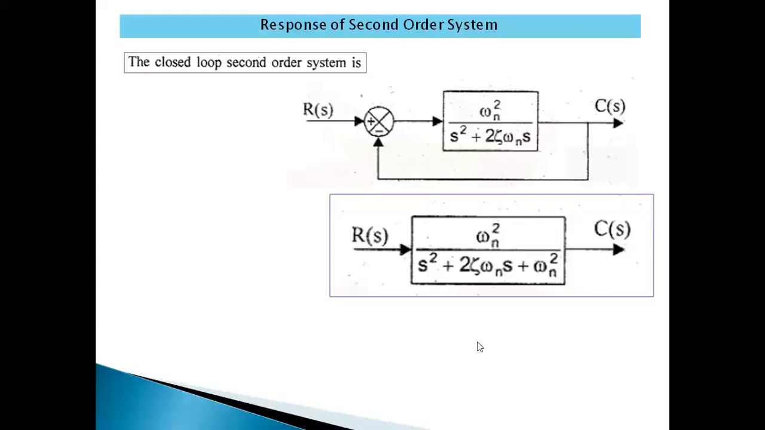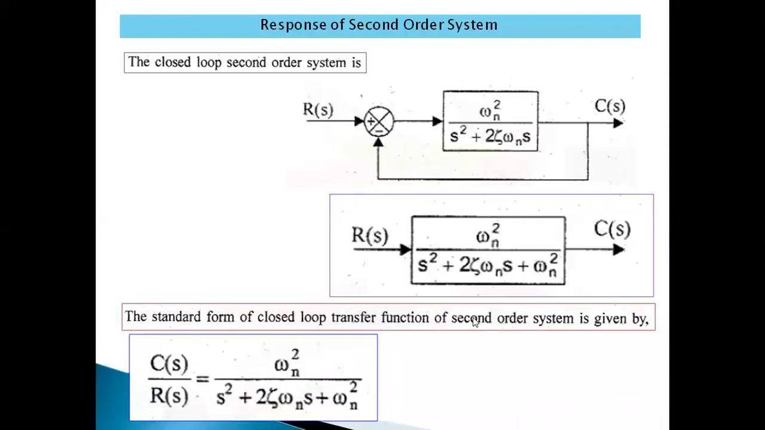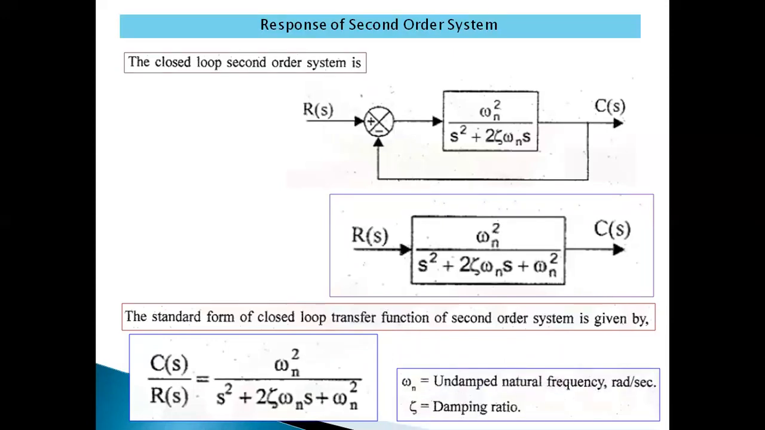Standard second order system closed loop transfer. Okay, so next we have obtained, this is the form we have to remember. C of S by R of S is equal to omega n square by S square plus 2 zeta omega n S plus omega n square. Where omega n is the undamped natural frequency, units radians per second, where zeta is the damping ratio.